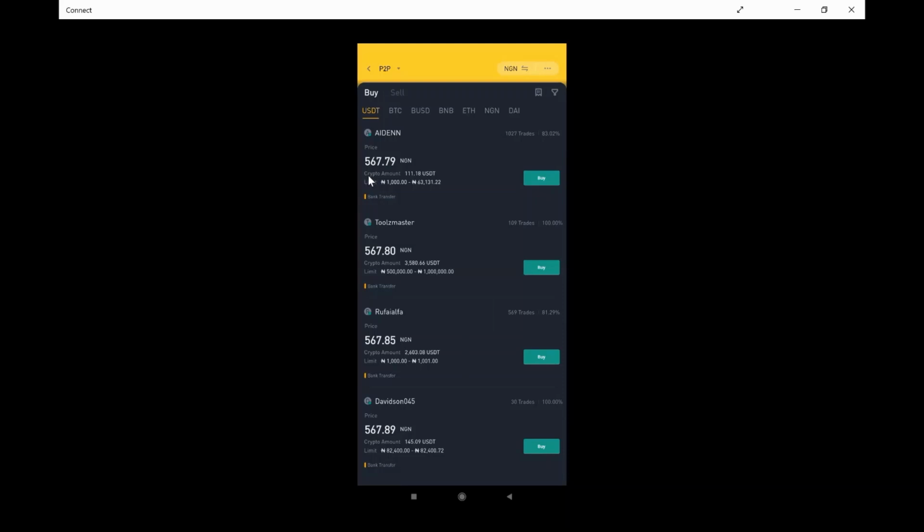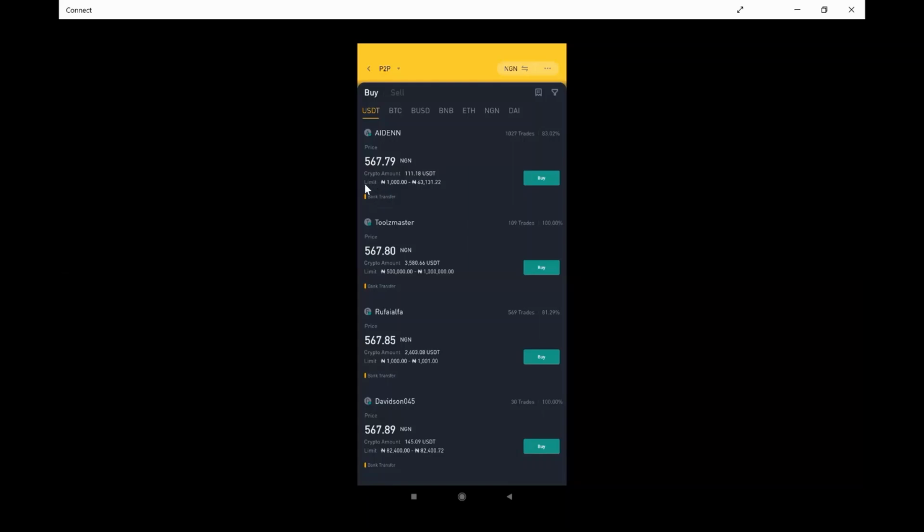Now, underneath price here, you have amount, crypto amount. This is the amount of USDT Aiden currently has in his or her portfolio to sell. I'm going to take that again. The crypto amount is the amount of USDT that Aiden has to sell. And currently, Aiden has 111.18 USDT to sell. Take note.